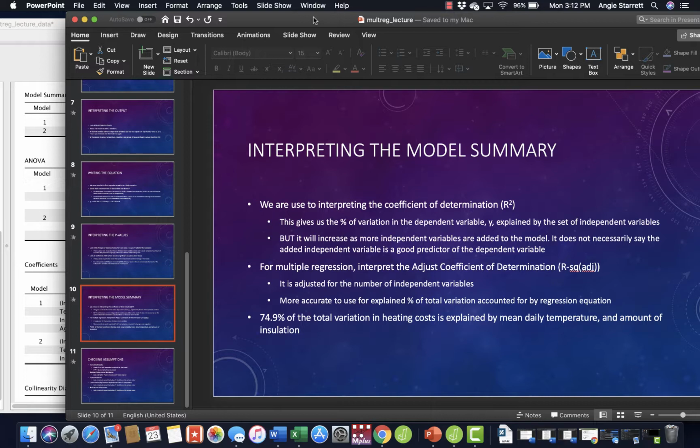Keep adding in x's. In estimating heating costs, we could add in the thickness of fur of your dog. So it's an x, and it's going to explain some of the variation in y, but obviously that's not a very good independent variable. So for multiple regression, we want to interpret the adjusted coefficient of determination. It's adjusted for the number of independent variables. In other words, it incurs a penalty for the number of x's in the model, and so it's more accurate to use for the explained percent of total variation accounted for by the regression equation.